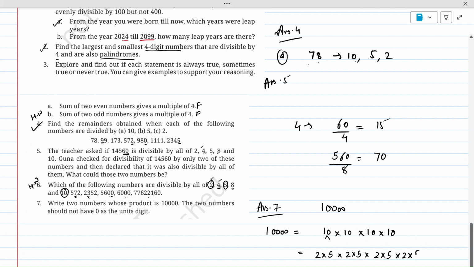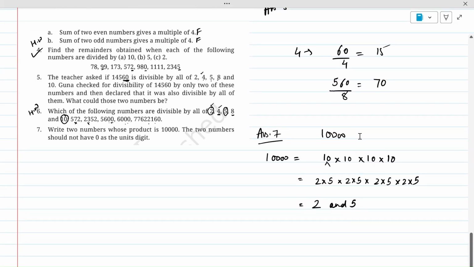Right? So what are the two numbers? The two numbers are clearly 2 and 5, right? So these are the two numbers whose final product will give us 10,000. Clear? So this is also done. So kids, we are done with this exercise, and I hope that you have understood the rules of divisibility.